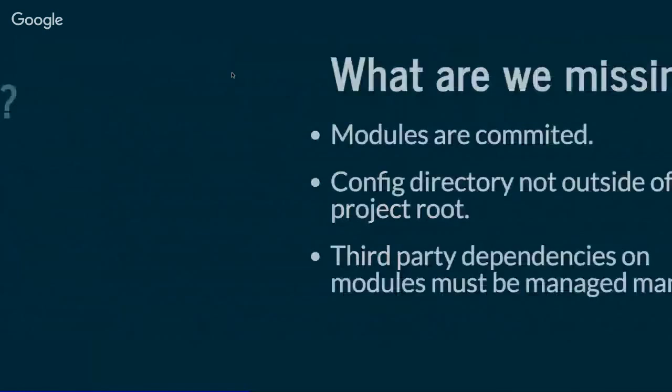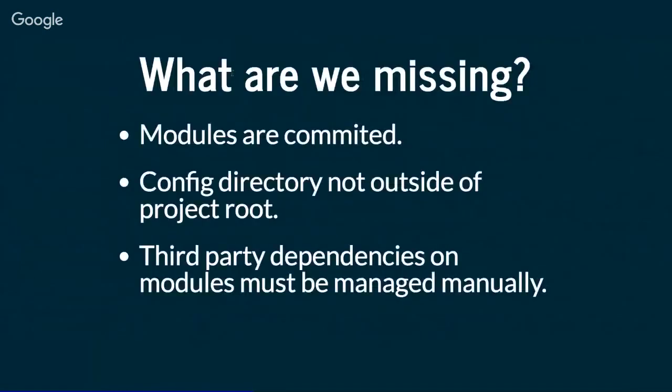But we are still missing a few pieces, right? What we're missing is that our modules are still committed. As you can see, within our gitignore file, we were not ignoring the modules directory. It means all of the module directory, all of the module files will be committed in the repo. Another probably big issue we have here is the configuration directory is not outside of the Drupal project root. It means it's available through the web browser. And finally, third-party dependencies of modules must be managed manually.